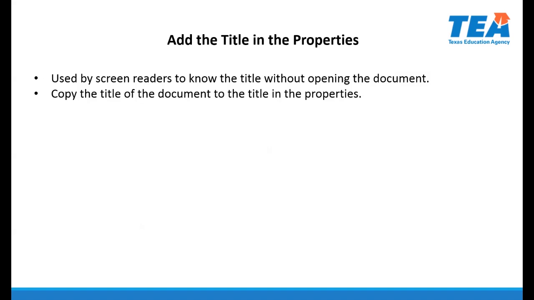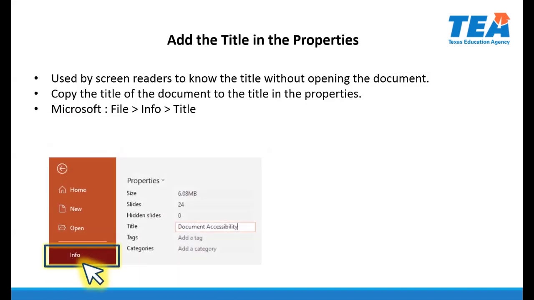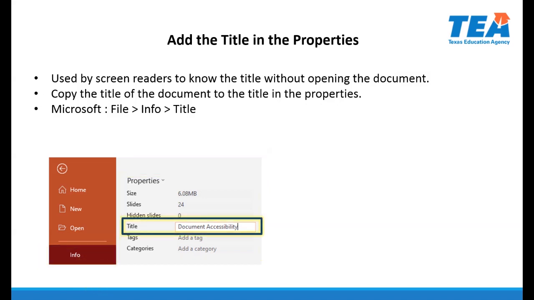All you have to do is really just copy the title of the document and put it in the title of the properties. So in Microsoft, you go to File, you click on Info from the left side menu. That's going to open up the info screen, and all the way to the right there's a section called Properties. There you'll find the title, and it's going to be a field, and that's where you put your title. That's the same for Word, PowerPoint, and Excel.